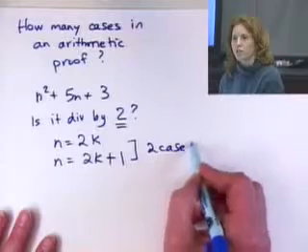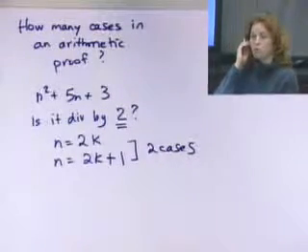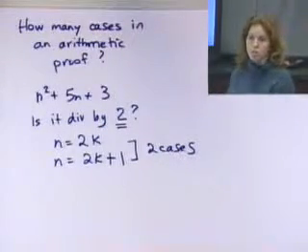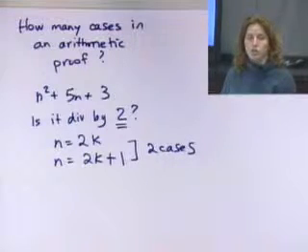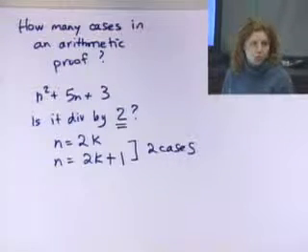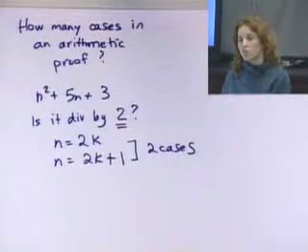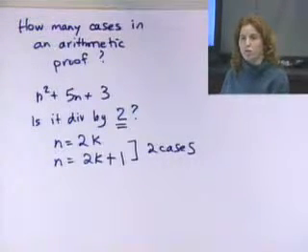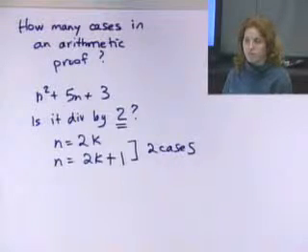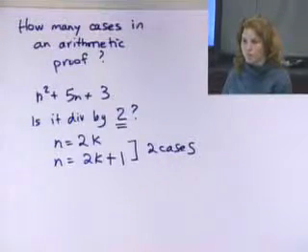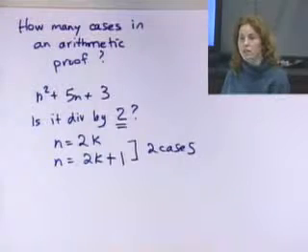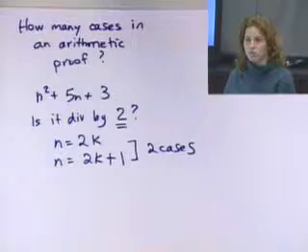So there's 2 cases since I'm checking for divisibility by 2. If I was checking for divisibility by 100 and I wanted to do a proof without doing an induction proof, I would have 100 cases. I would say 100k, 100k plus 1, all the way up to 100k plus 99, because that's all the possible remainders. Every number is represented that way because if I divide a number by 100, it has exactly one of those remainders.